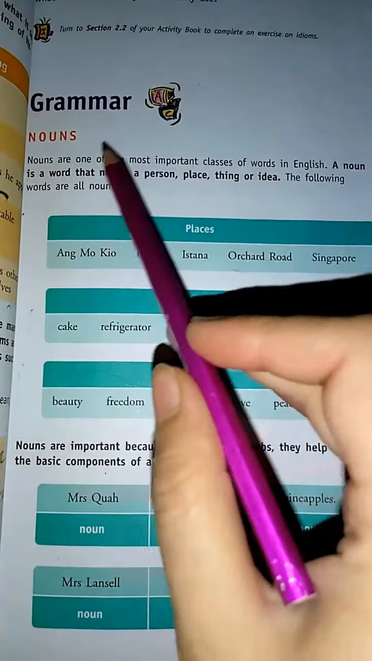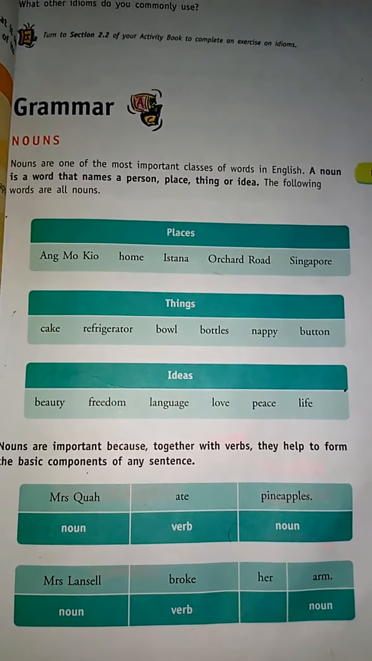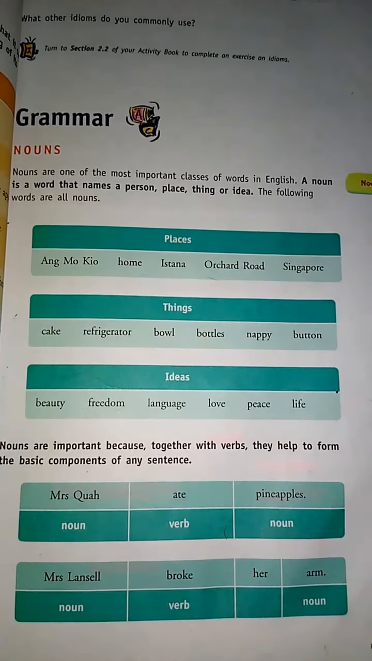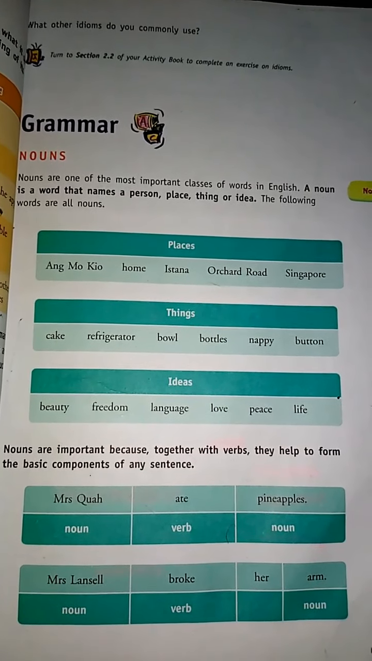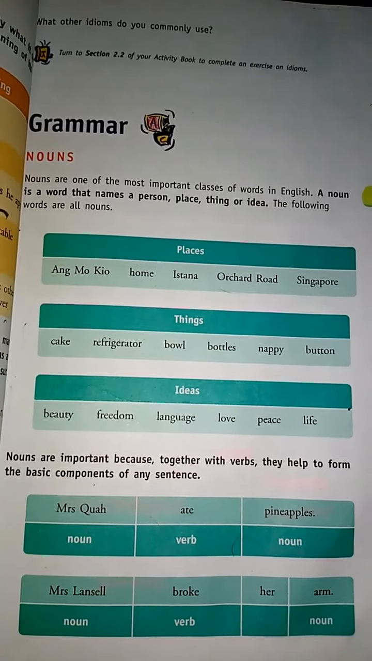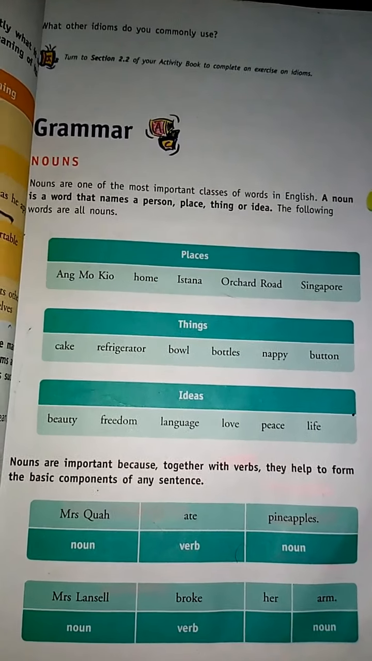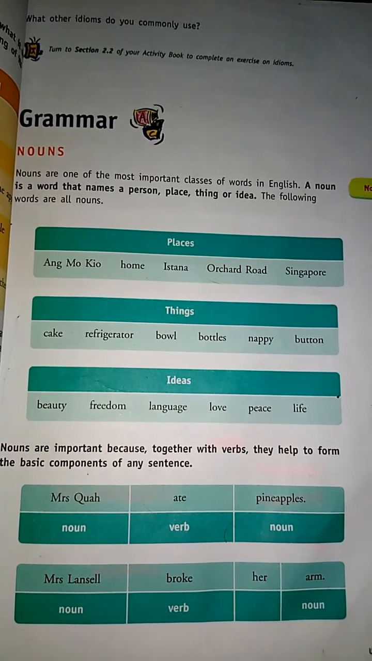That is nouns. Nouns are very easy, as you know, but we have different types. So, as you know, what are nouns? Nouns are one of the most important classes of words in English. A noun is a word that names a person, place, thing or idea, or in a simple way, a noun is a name of a person, place, thing, animal or idea.